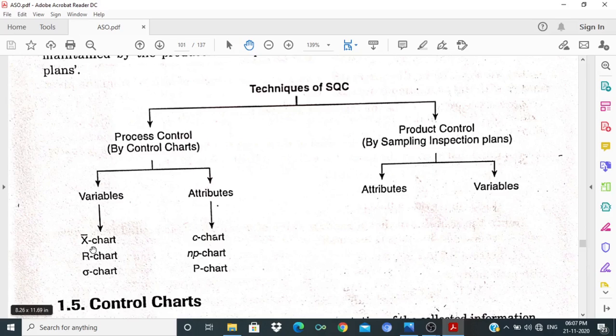In variable charts we have the X bar chart, R chart and sigma chart. Sigma is the standard deviation chart. This is the range chart. This is the mean chart. C is the defects chart. NP is the number of defectives chart. P is the fraction defective chart. Here the product control is by sampling inspection. These are the sampling plans, attributes and variables.